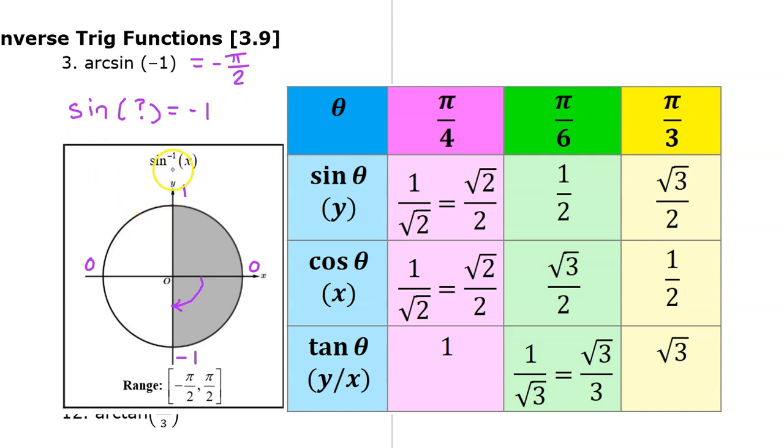By the way, inverse trig functions can be written in 2 different ways. They can either be written with a negative 1 superscript like this, or with the arc prefix. Either way, it's read arcsine, or arc cosine, or arc tangent, and both mean the same thing.